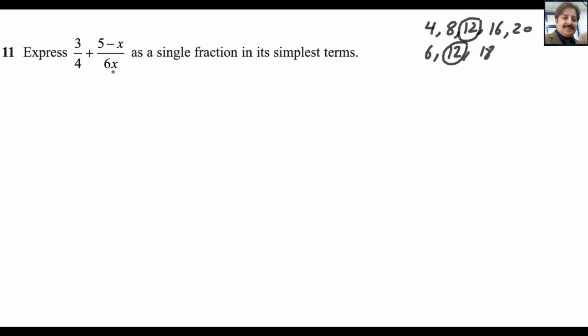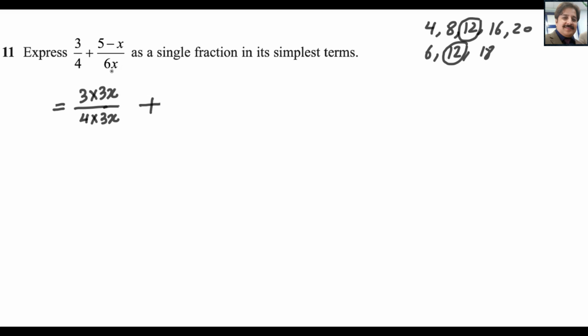So we must make 12x in both denominators. How to get 12 here? You must multiply this number by 3x. So 3 should multiply 3x as well, because you are multiplying the denominator by 3x, so you have to multiply the numerator by 3x.